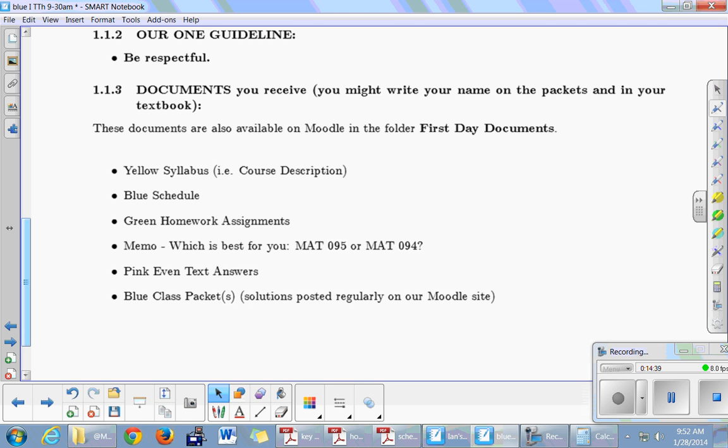All right, the next document is the blue schedule. Now I want to point out that the blue schedule looks kind of strange with holes on both sides.